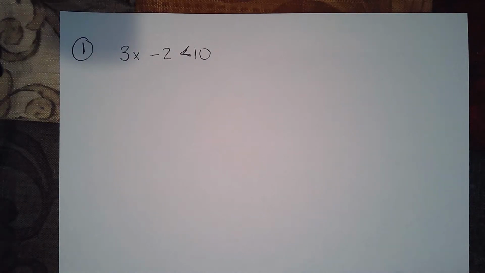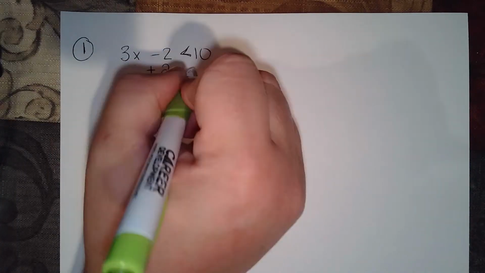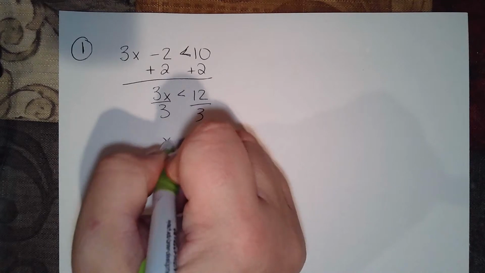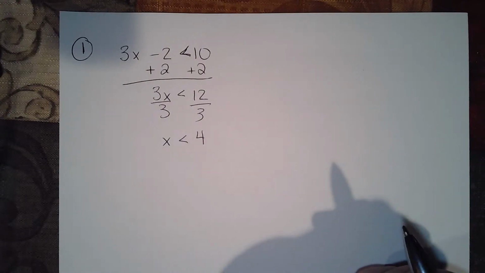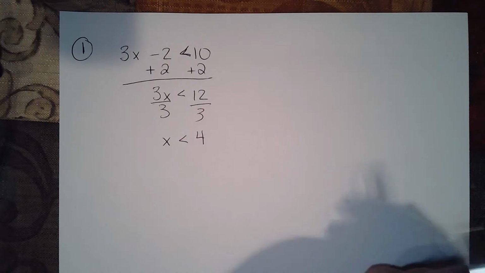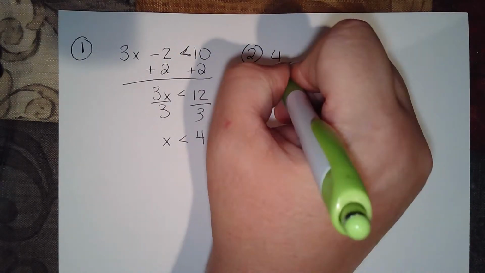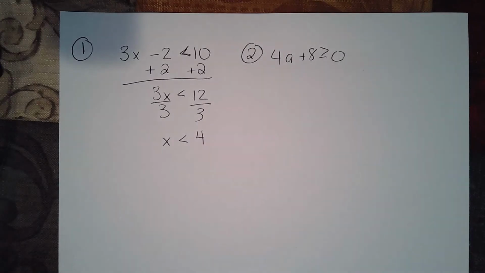So here we go. I'm going to do the opposite of subtraction, which is adding 2. So 3x is less than 12. I divide by 3, so x is less than 4. At this stage of the game, you should be able to graph that. So number 2, I'm going to put it up here, and I want you to solve this one on your own. The answer will appear when you come back to the video.